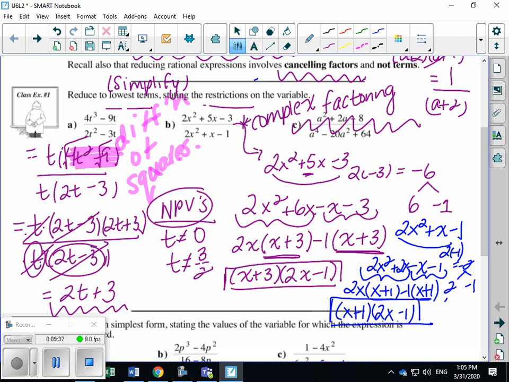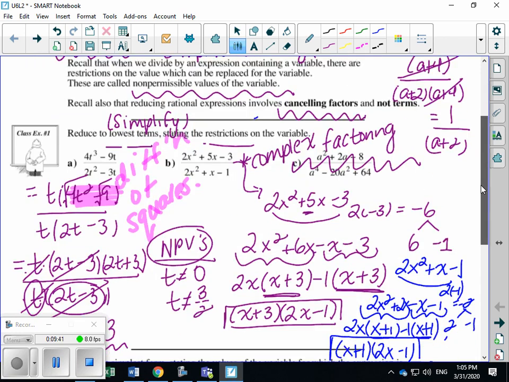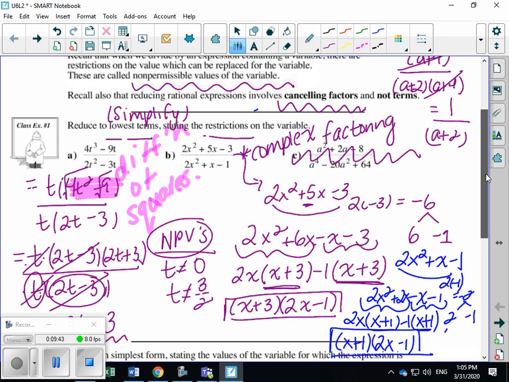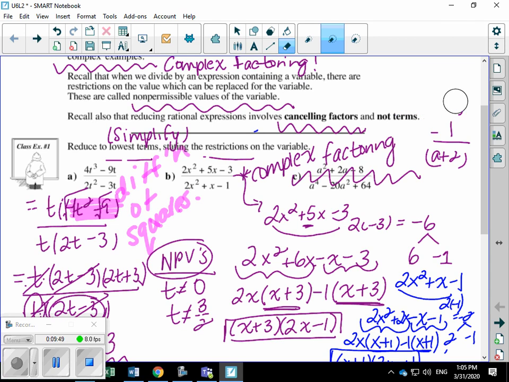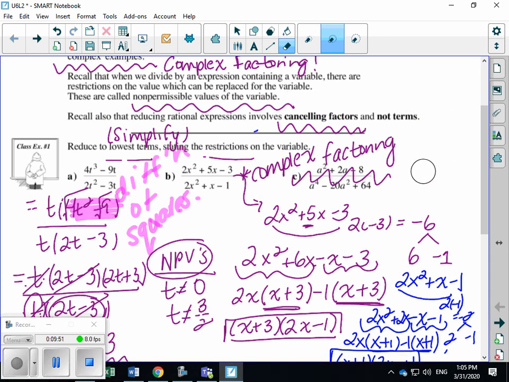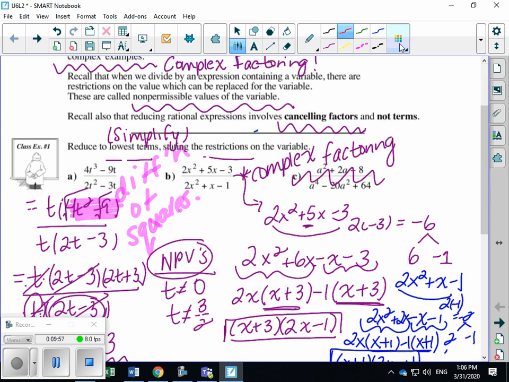Okay, so perfect. Now I can put these back into my expression. Now I've kind of run out of space, so I'm going to do a little bit of erasing here. I'm going to erase up here in this corner so that I can finish it. Okay, so I'm going to keep writing, but in red.